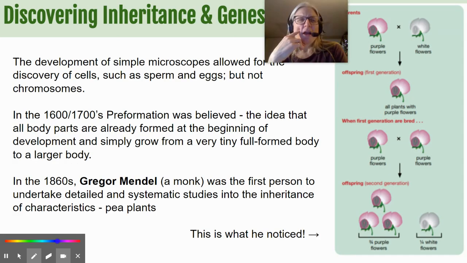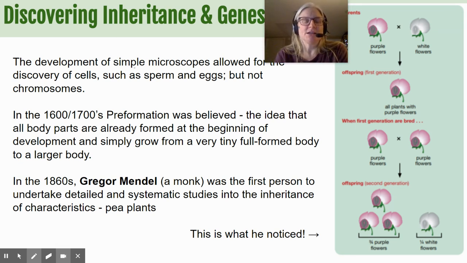So how did people come up with this idea of inheritance and the idea that there was genes? It was actually known for quite a while about this concept of genes, even before we could even see them. So in the 1600s, 1700s, there were some simple microscopes that allowed people to see cells like sperm cells and egg cells, but they still hadn't seen chromosomes yet, so they couldn't see that.